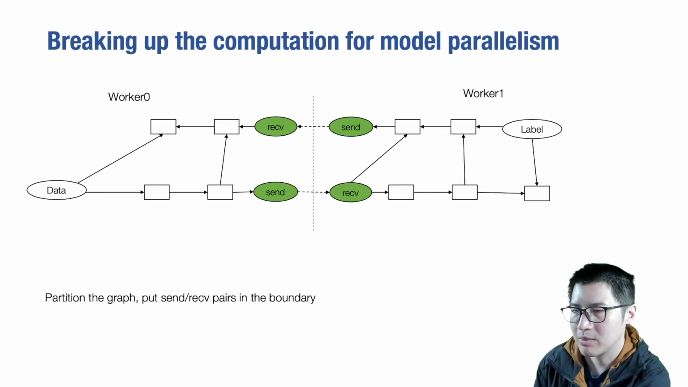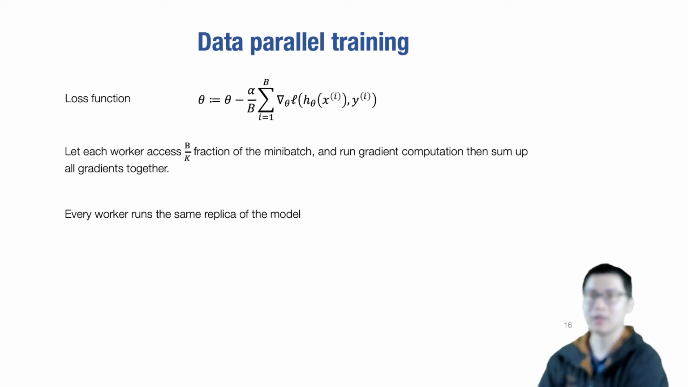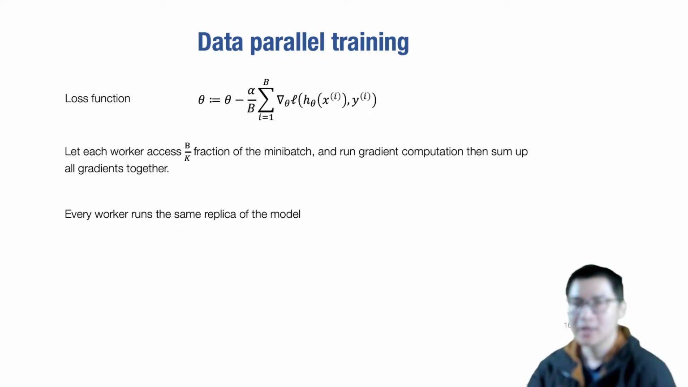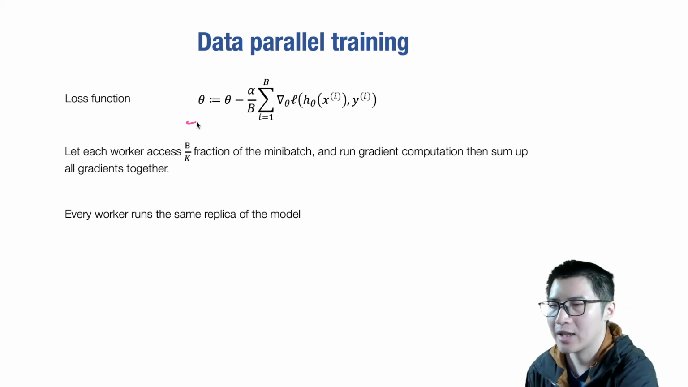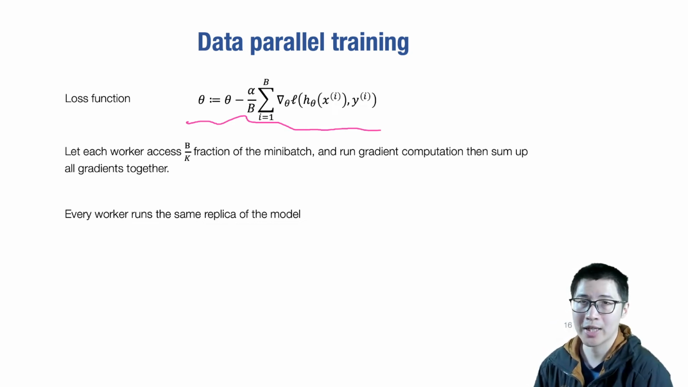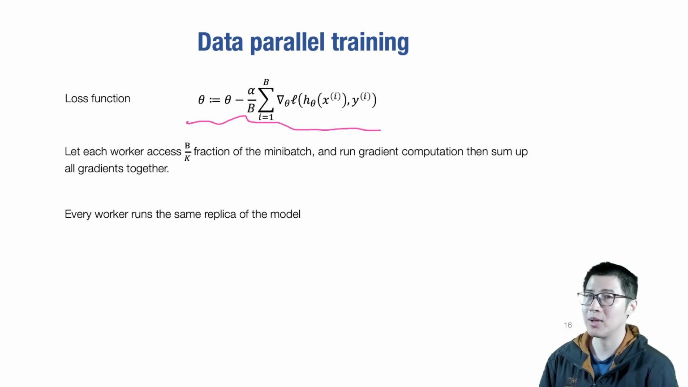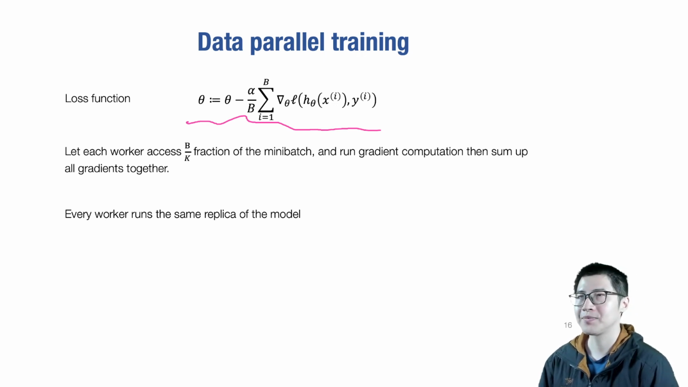Okay, so I've talked about model parallelism, and let's come back and talk about another kind of parallel training. It's what we call data parallel training. The idea of data parallel training is that you look at the overall loss function of stochastic gradient descent. We take a mini batch, and we want to compute the gradient values on that mini batch. One simple way to do that is to compute gradient values with respect to each of the input data points, and sum those gradient values together.